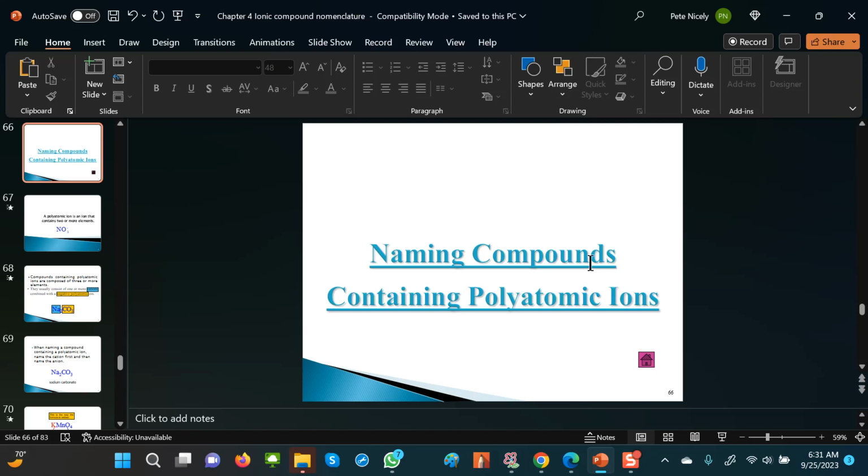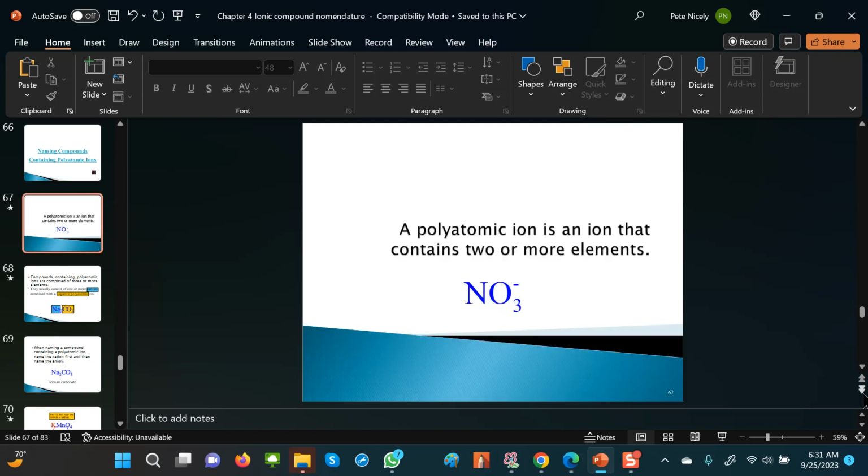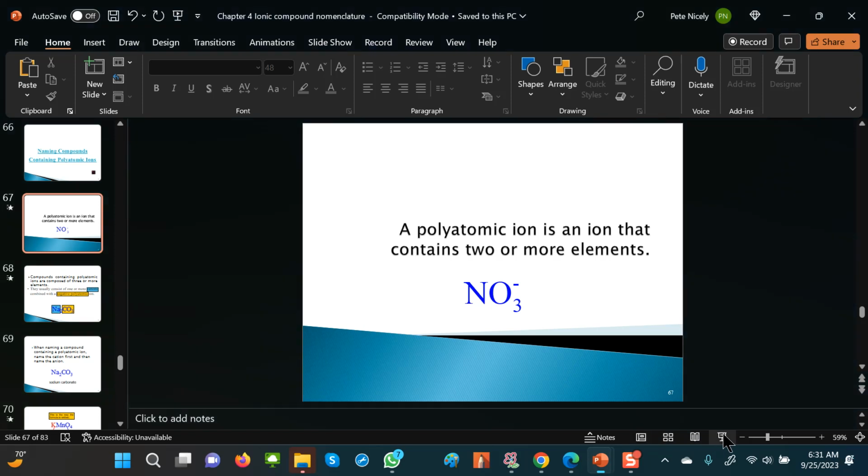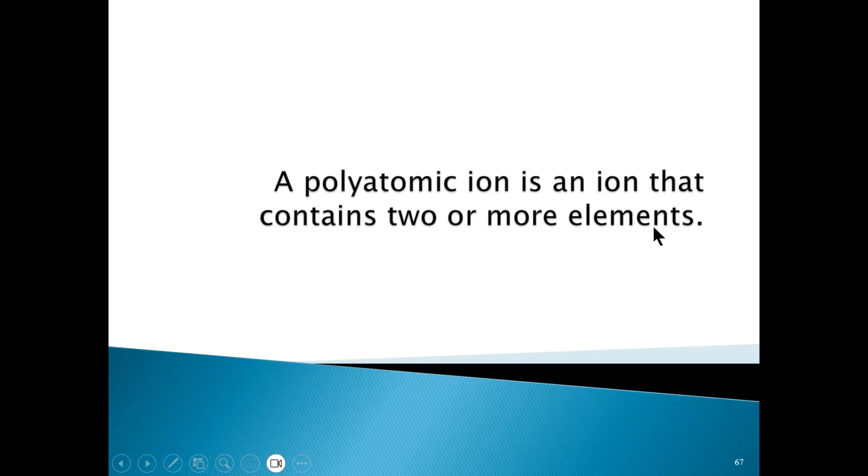So now we're going to get into a discussion of how we go about naming compounds that contain a special type of ion known as polyatomic ions. All right? So when we're talking about polyatomic ions, we're talking about basically an ion which is made up of two or more elements. All right?